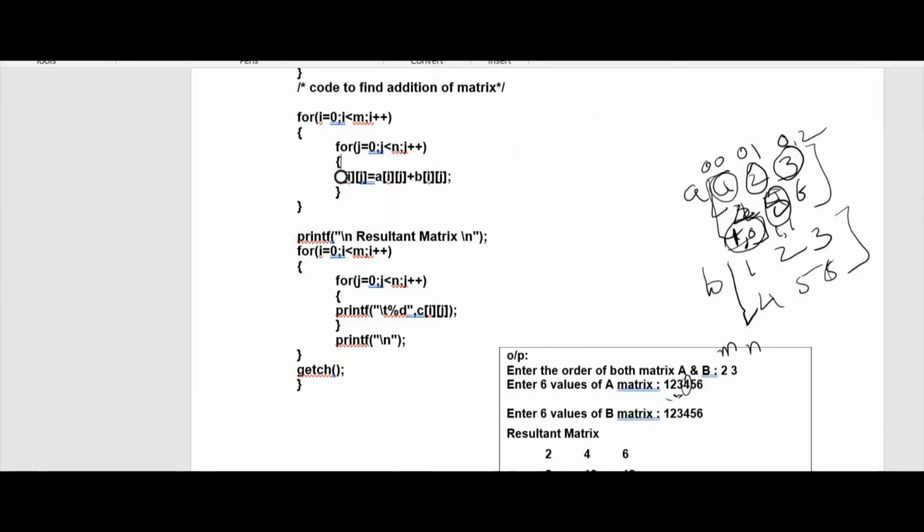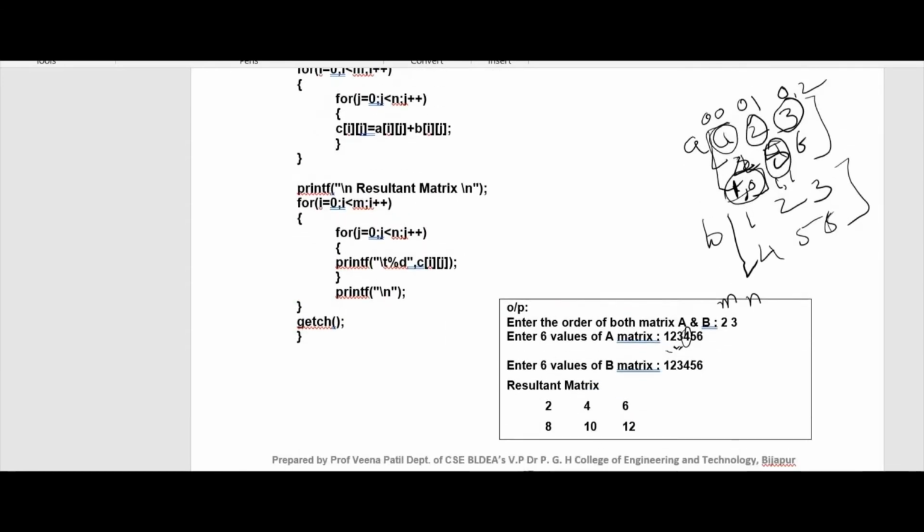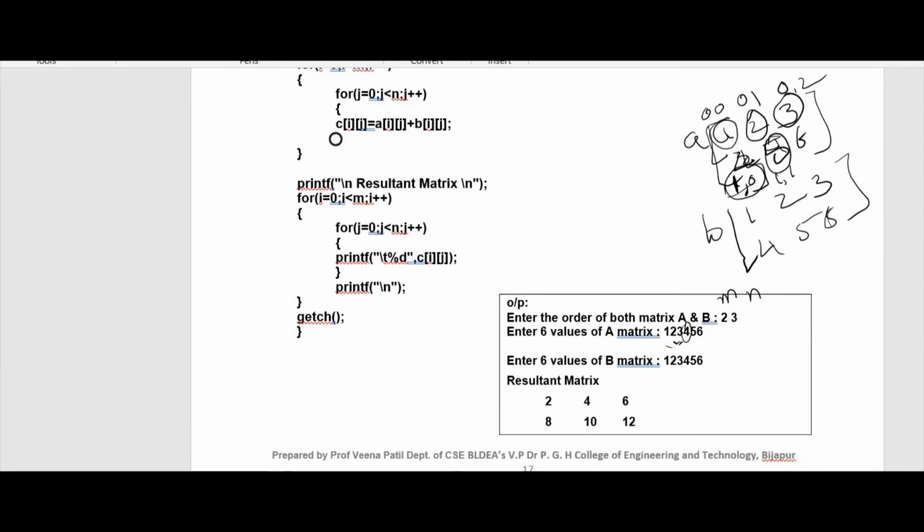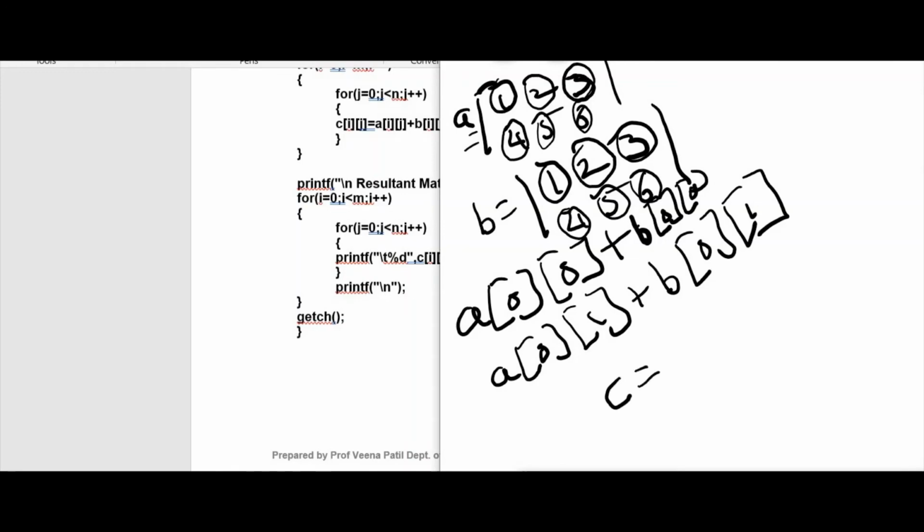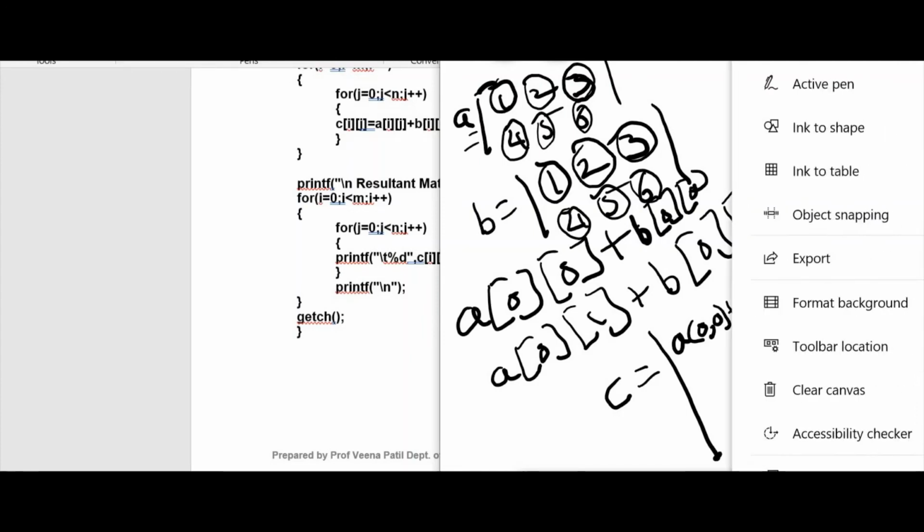After adding this, we have written here C of I comma j is equal to A of I comma j plus B of I comma j. That is, the added value should be stored in a matrix called C. So C should contain the value of A of 0 comma 0 plus B of 0 comma 0. Just a minute, I will write it more clearly.